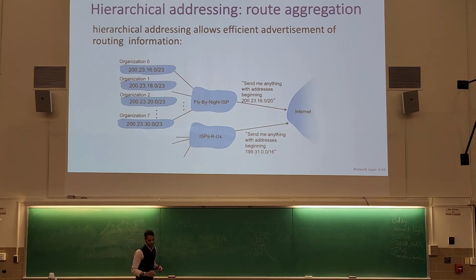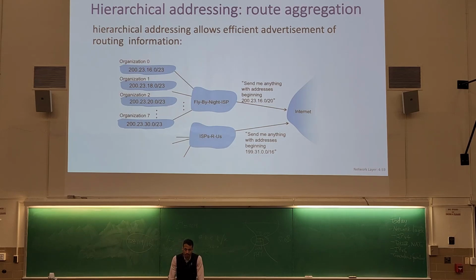So here in this example, it shows you 2 ISPs. One of them is a shadier ISP called Fly By Night. The other is ISPs-R-Us. There's 8 organizations, each with the /23 we saw on the previous slide, right? These ISPs are giving you, these organizations, addresses from their block that they own, that they somehow got. We haven't answered how they got it yet.